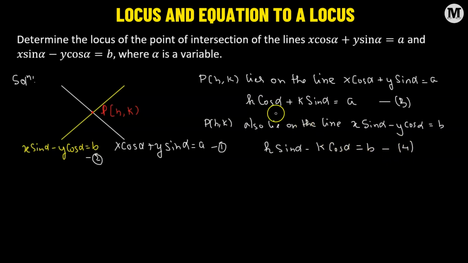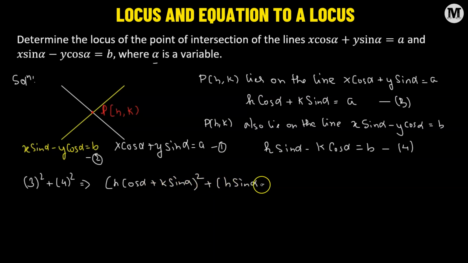Now, since alpha is a variable that's already specified in the problem, we'll use equations 3 and 4 to eliminate the alpha value. All we have to do is square equation number 3 and add it to the square of equation number 4. So let's do that. On the left hand side, we're going to have h times cosine alpha plus k times sine alpha, squared, and then add it to h times sine alpha minus k times cosine alpha, whole squared, and that will be equal to a squared plus b squared.